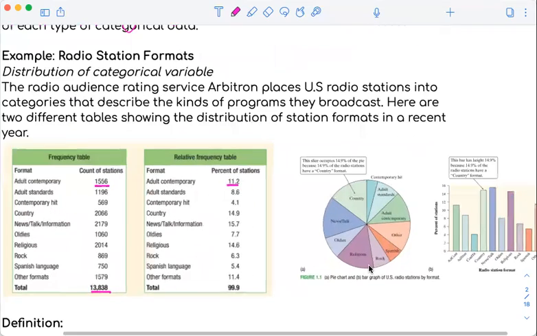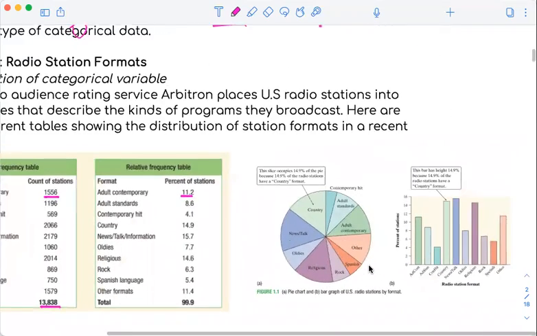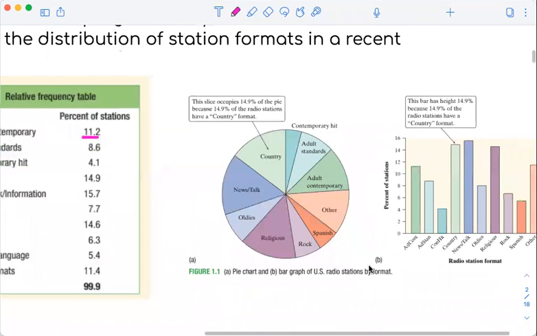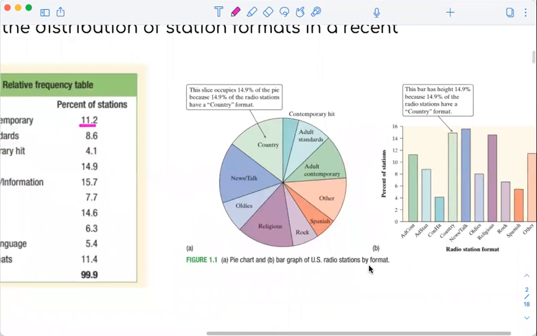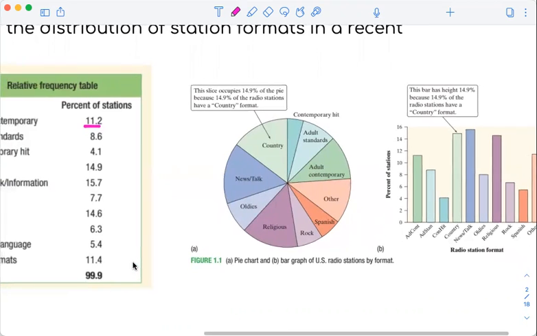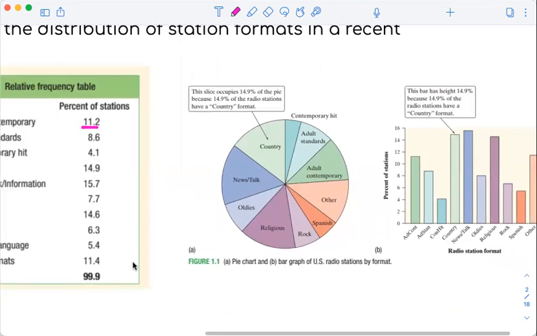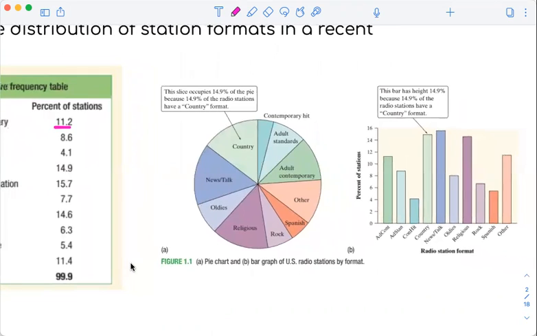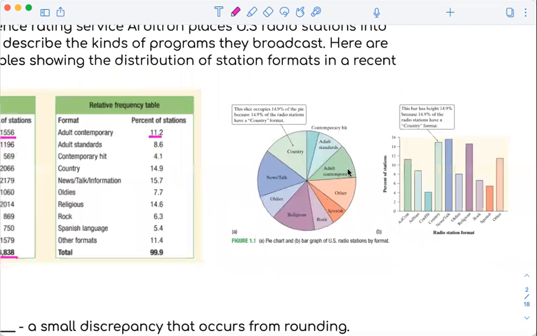You can use a pie chart. I'm going to zoom in because this is small. You can use a pie chart to display this data because it's all part of the whole. So all of these are going to add up to about 100% of all the different types of radio stations that we have. We also can use a bar graph to represent this data. So either way, however you want to display the data, that's fine.